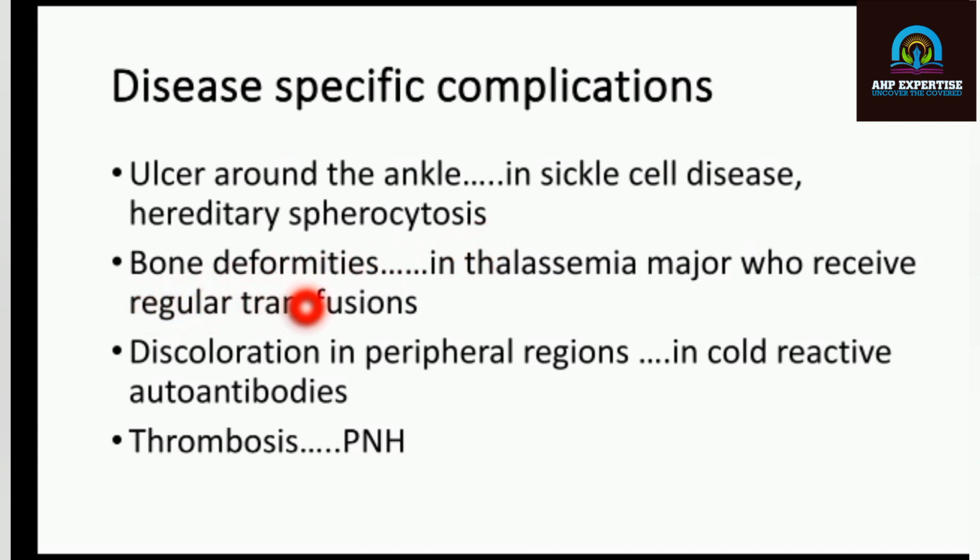Then comes the bone deformities. This complication will be seen in patients with thalassemia major, because they receive excessive regular transfusions of blood. All right, there will be bone deformities in them. The third point will be discoloration in peripheral regions. This is most commonly seen in patients with cold reactive autoantibodies. Okay. Then comes thrombosis, which is seen in paroxysmal nocturnal hemoglobinuria patients.